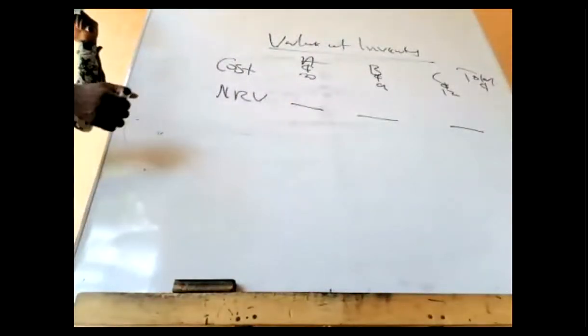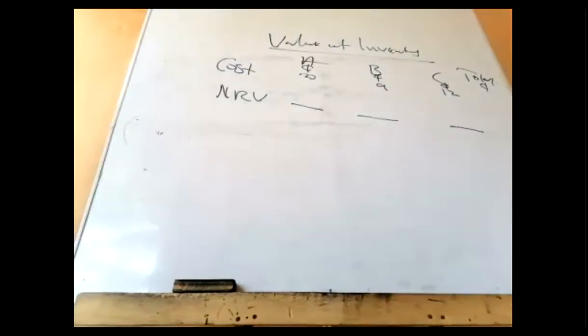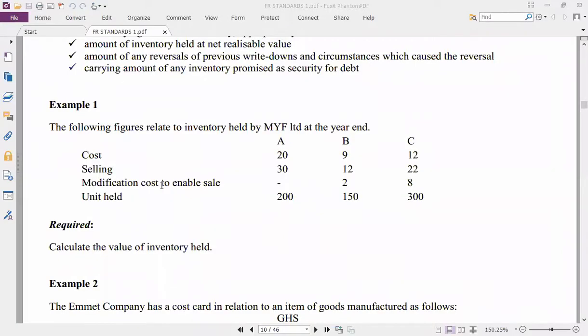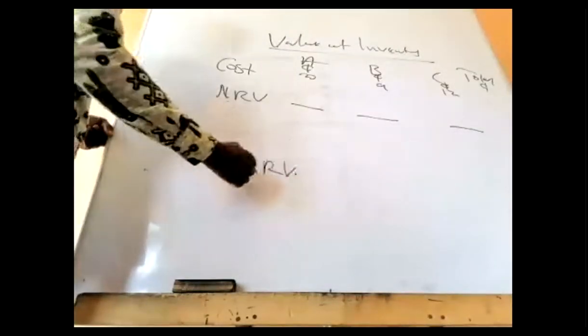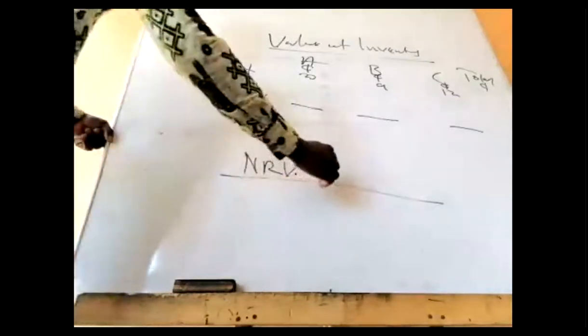Then I need to compare it with the NRV. Let's go to the question. Now the NRV is not given, so we need to calculate the NRV ourselves. I can see cost here, I can see selling price, I can see modification cost. So the NRV will be the selling price minus the modification cost. As the examiner, this is a calculation of the NRV, because you have not given it to me, so I have to calculate it for you.